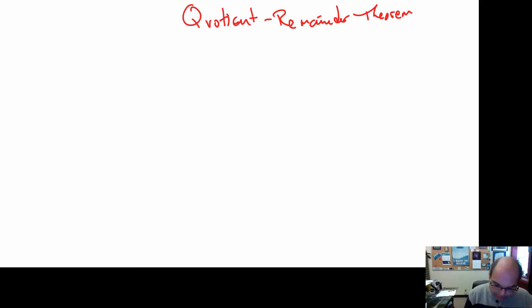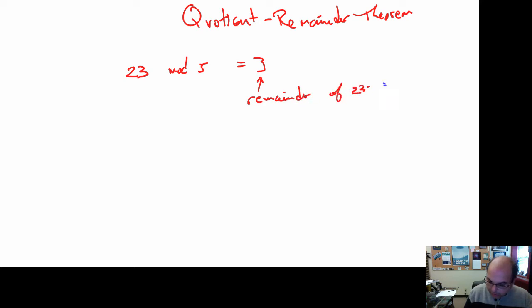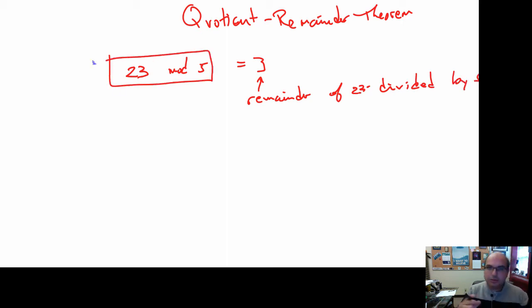And modular arithmetic is, for example, 23 modulo 5, and that's equal to 3. What we're saying is that 3 is the remainder of 23 when it's divided by 5. So this operation, the modulo operation, is going to be the key to do subtraction, the key to do negative integers in binary representation.